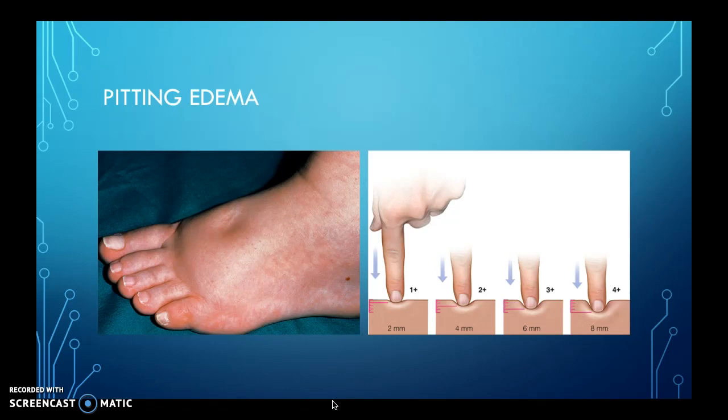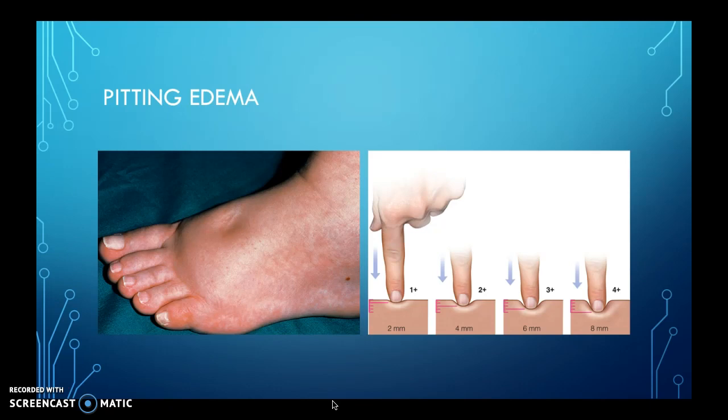The picture on the left shows pitting edema. That's when you press down and you leave an indentation when you take your finger away. Non-pitting edema, you can press down, take your finger away, and there is no indentation. This pitting edema is given a scale of +1 to +4. You don't have to determine that at this level. All you need to determine is, is there edema, yes or no, and is it pitting or non-pitting?